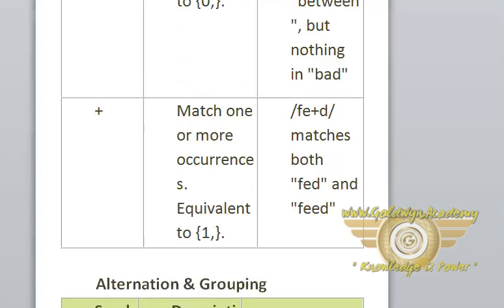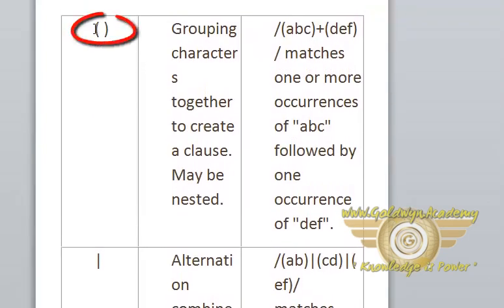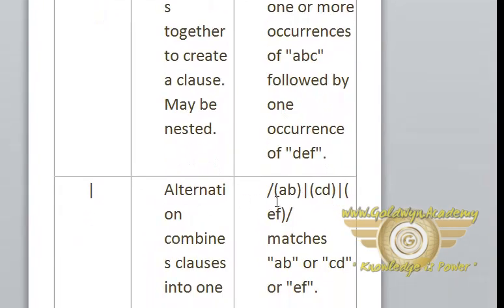Then alternation and grouping. Here this bracket is used to create a clause, which may be nested. And this symbol is used for alternation. Here is an example. We can use AB or CD or EF in this example.